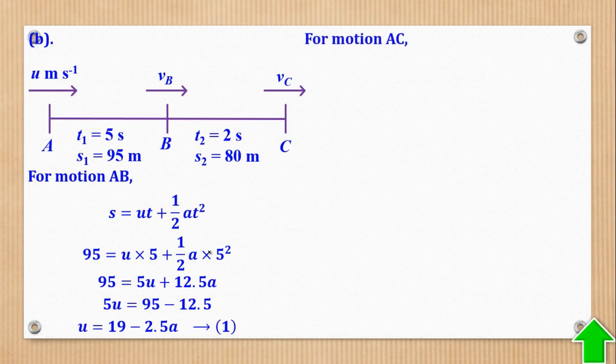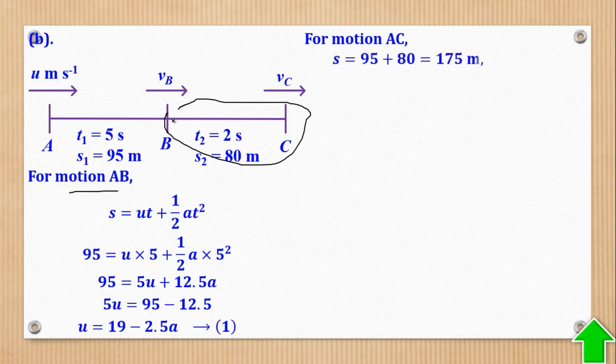Then for motion BC, now this is where the trick came from. Most students, after dealing with motion AB, they went to motion BC. And when they went to motion BC, the initial velocity they used was U. Yet for motion BC, the initial velocity was VB. So that is where challenges came from. When you see that, just know it is not okay.